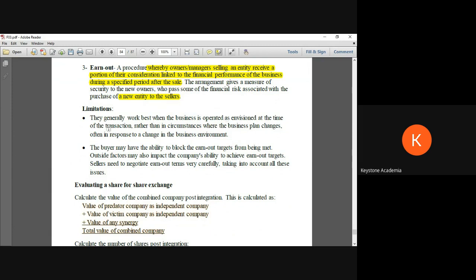And another problem for this is the acquirer. Let's say Daistruk will have some ability to block the targets. They will purposely not support them to achieve the target. So that will also give some confidence challenge. They will not have enough confidence in the company to go with the earn-out option.